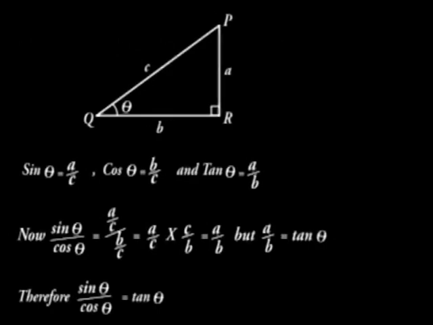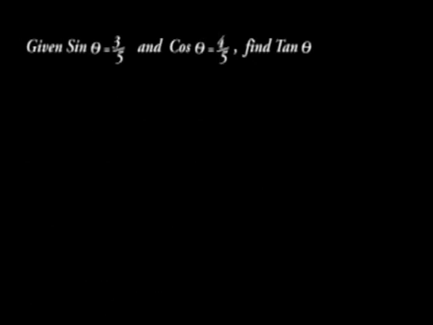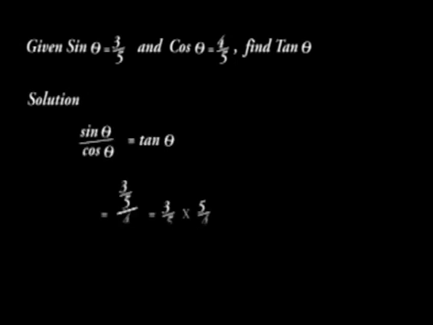For example, given sin theta is 3 over 5 and cos theta is 4 over 5, find tan theta. In our solution, sin theta over cos theta is equal to tan theta. Therefore, 3 over 5 divided by 4 over 5 is equal to 3 over 5 times 5 over 4, which is 3 over 4.